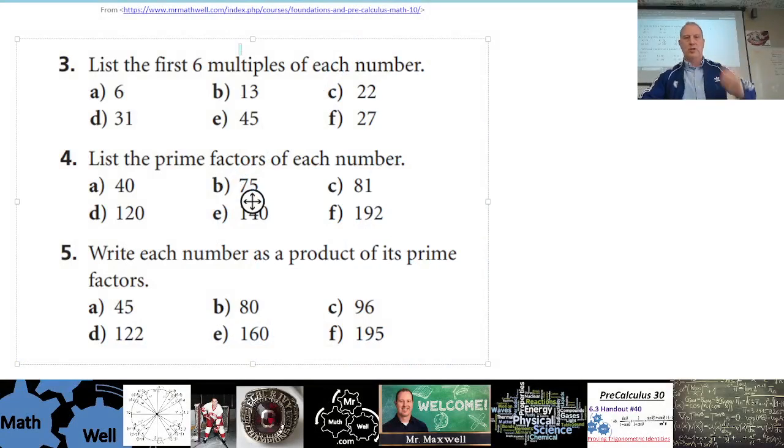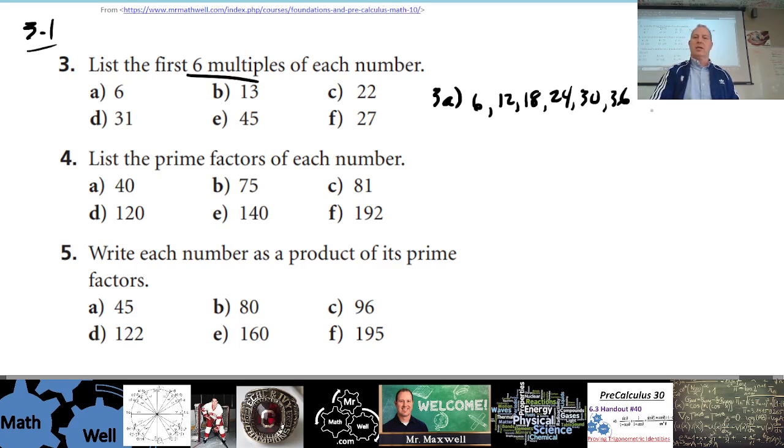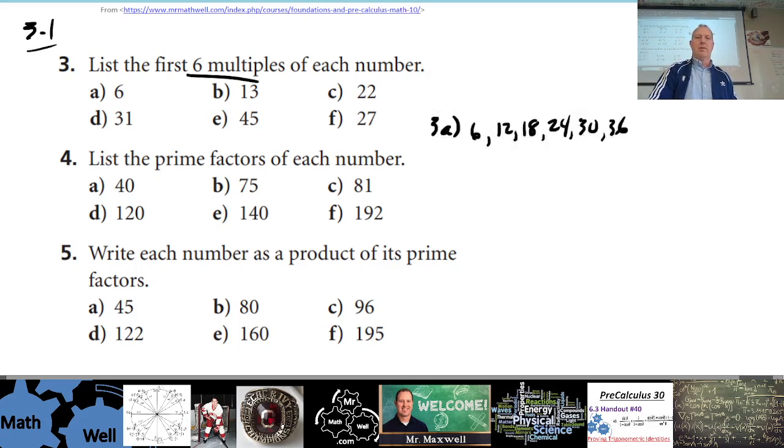Okay, guys. 3.1. So here's 3.1. I'll do some of 3 for you. So the first 6 multiples, remember multiples, you start with a number and then you times 2, times 3, times 4. So for 3a, we have 6. That's 6 times 1, then times 2, then times 3, and so on. Times 4, times 5, times 6. So 1, 2, 3, 4, 5, 6. So there's the first 6 multiples of the number 6. Easy, right? Okay.